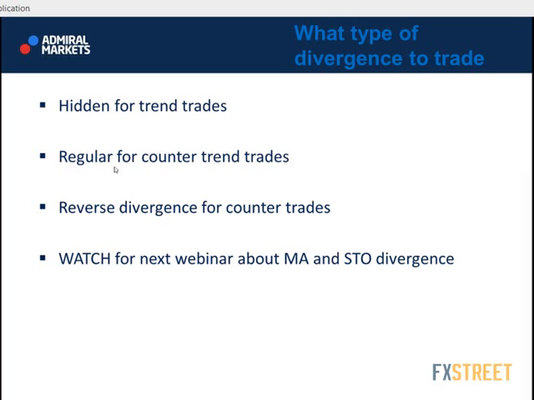So the conclusion is hidden divergence is used for trend trades. Regular divergence is used for counter trend trades. Reverse divergence is also used for counter trend trades, showing double tops, triple tops, double bottoms, triple bottoms. And watch, guys, for the next webinar about MAs and stochastic divergence, which will happen next month.